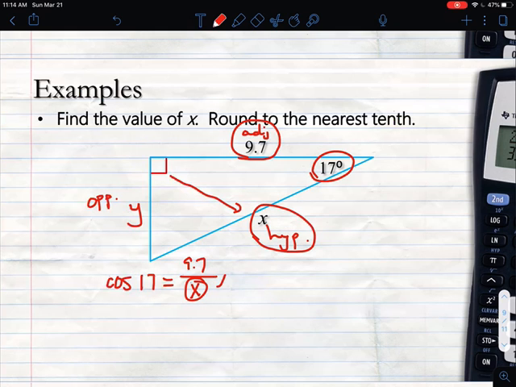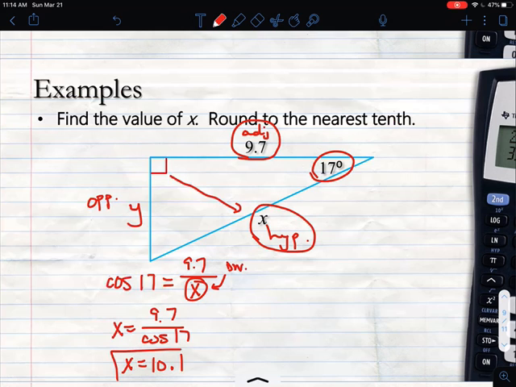Since x is on the bottom, I'm going to divide. And so for x, I'm going to take 9.7 divided by cosine of 17. And so now if I plug that in my calculator, x comes out to be about 10.1. So there's one of my two variables. So that's one equation. That's what I'm going to start with there.